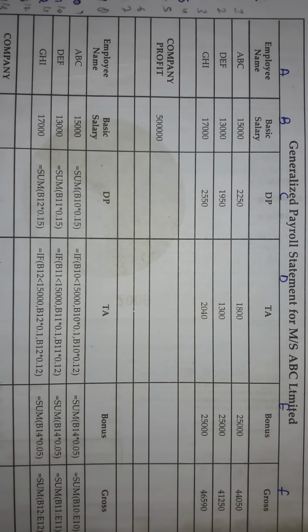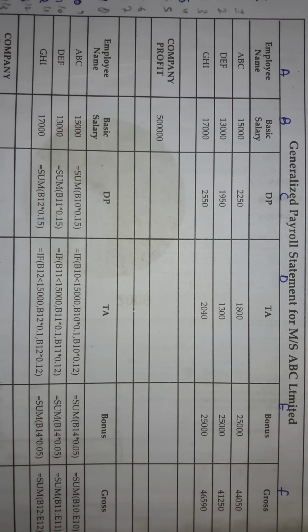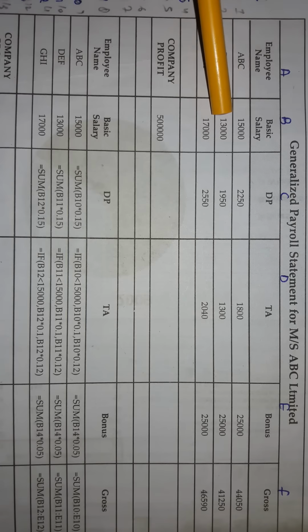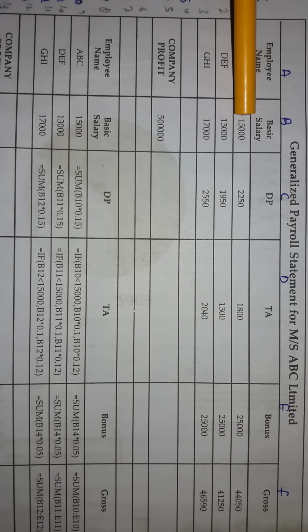Then TA: there was an if condition in TA, that if the basic is less than 15,000, then you have to calculate 10% of the basic salary, right? So we can see here that it is 15,000, here 17,000, here 13,000. That means on 13,000 we have to calculate 10% TA, and for 15,000 and 17,000 we'll calculate 12%.